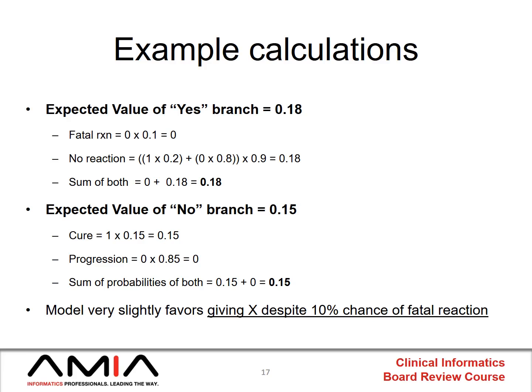So what this means is that if you give medication X, the expected value is 0.18, or in other words, 18% of patients would survive overall. And if you don't give medication X, the expected value is 0.15, which means that in our model, giving medication X is slightly better than not giving medication X, despite that 10% chance of fatal reaction. That there's a higher expected value if you give medication X to the patient.